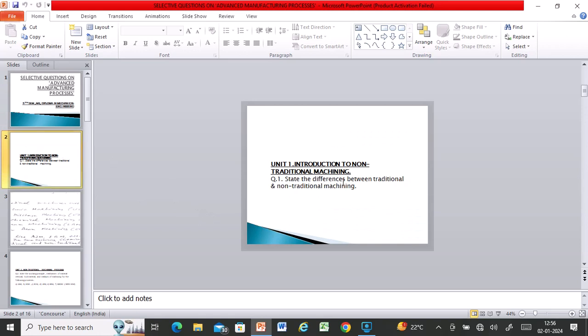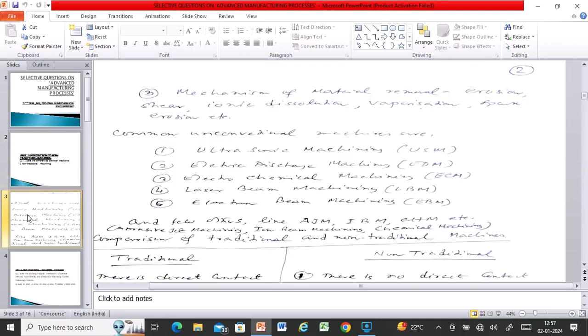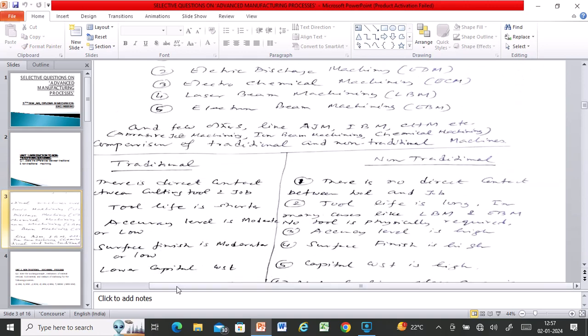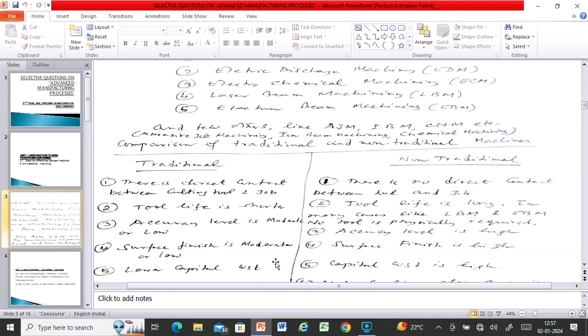The first question on Unit 1, Introduction to Non-Traditional Machining, is a probable question. State the differences between traditional and non-traditional machining. The differences are: in traditional machining there is direct contact between the cutting tool and the job, and in non-traditional machining there is no direct contact between the tool and the job.